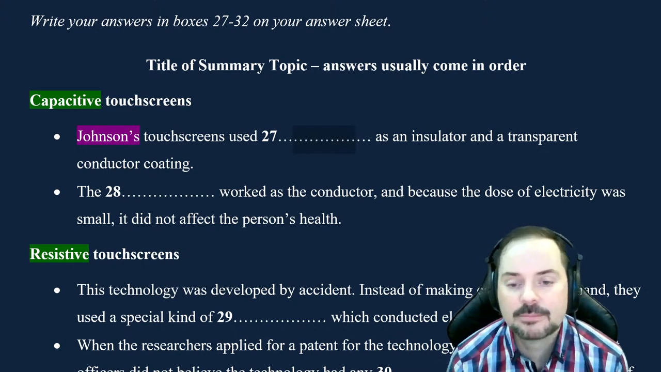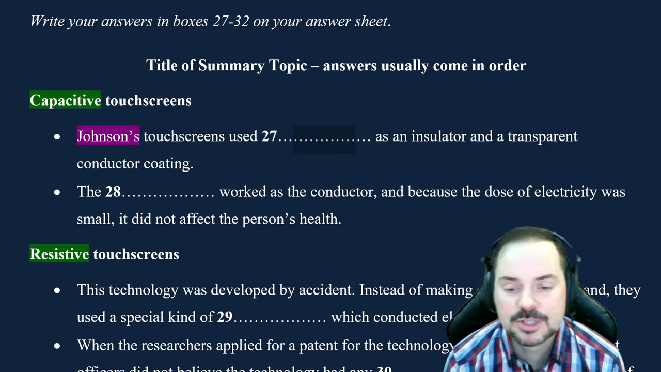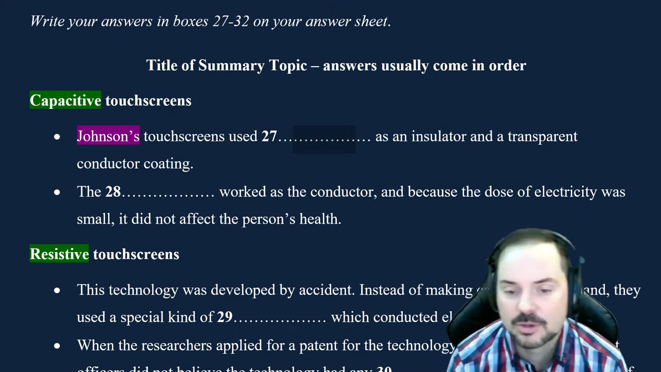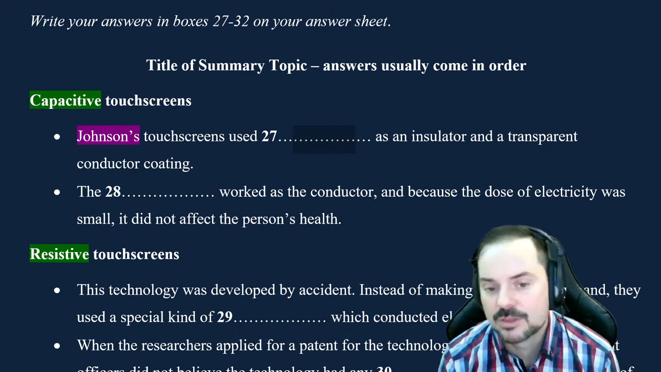You're running out of time. There's no more time for your IELTS. You're almost at the end of the reading section. You have to take a guess. You're going to do your best guess based on everything that you read. What do you think is the answer?